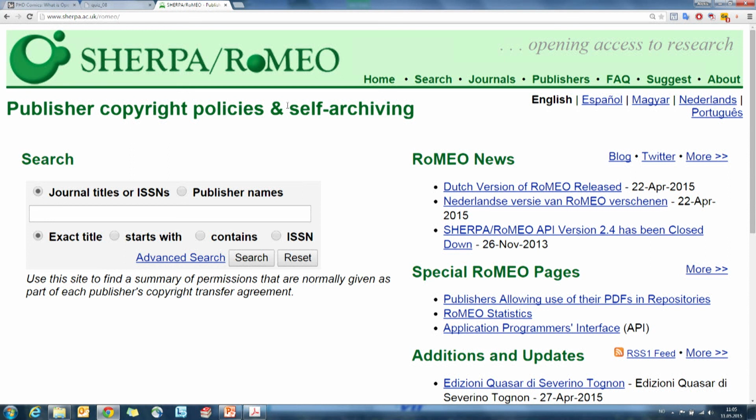Now, in Sherpa Romeo, you can search by journal title, and then you get a basic table that gives you information about it. So, can someone give me a journal title?